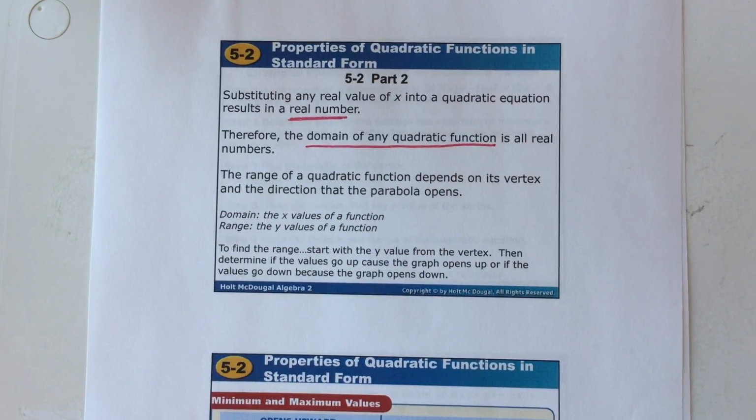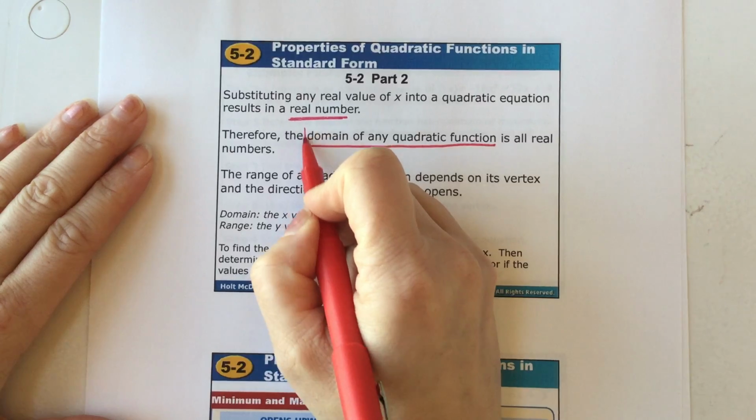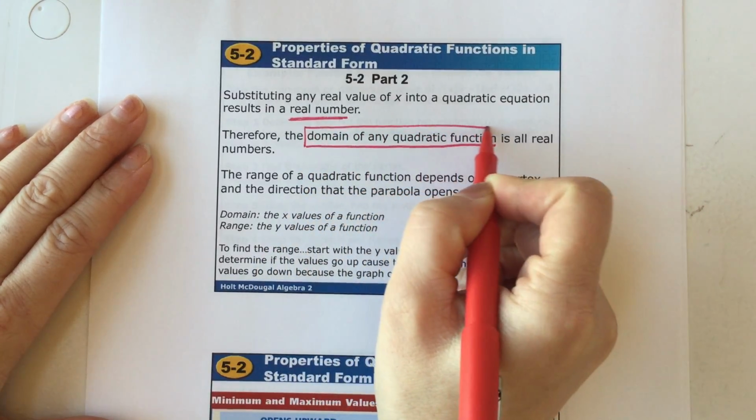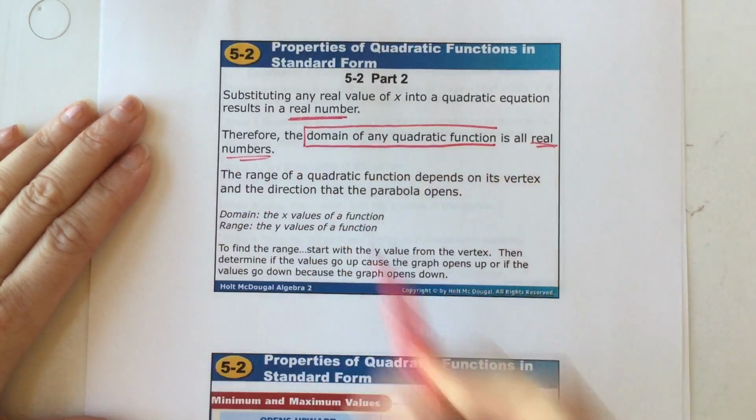And what that tells us is, let's say I'm trying to graph a quadratic by making an XY table. There are no limitations as to what I could put in that table to try to find the Y value. Every X value that's real would produce a real Y value. So the main thing is you need to know that the domain of any quadratic function is all real numbers.